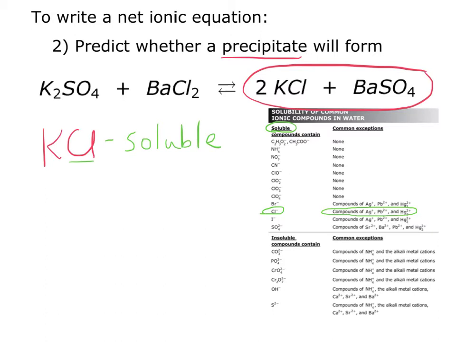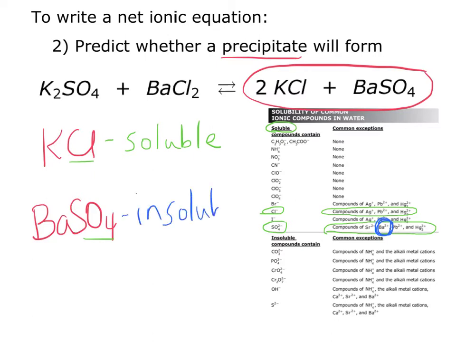Okay, the next one is BaSO4. So with BaSO4, again, we're going to be looking at the anion, SO4, sulfates. There they are. Sulfates are generally soluble except for compounds of strontium, barium, lead, and mercury. Check that out, barium right there. So normally sulfates are soluble, but in this case, this sulfate will be insoluble, which means that barium sulfate will be my precipitate. Precipitate, fancy chemistry word for solid.